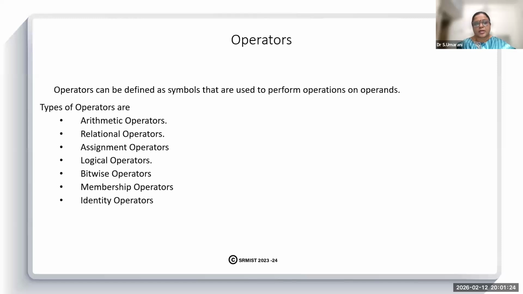So there are so many types of operators in Python. The first one is the arithmetic operator, then relational operator, assignment operator, logical operator, bitwise operator, membership operator, and identity operator.